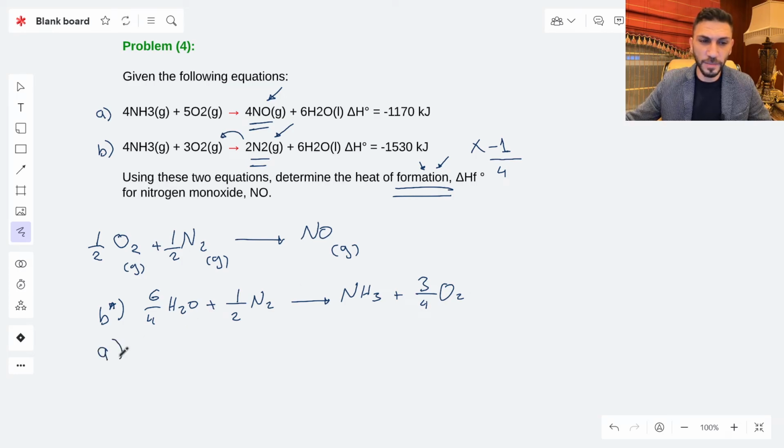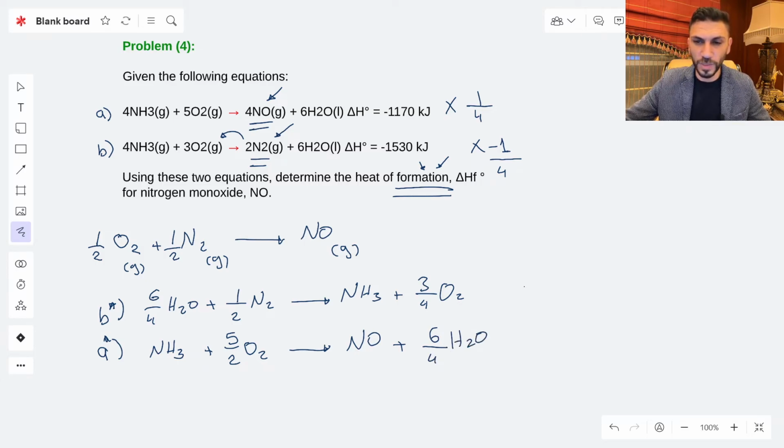In reaction A, we need the NO. We need it in the product and we need 1 mole. Here we have 4 moles, but also in the product. So I'm only going to multiply it by 1/4 without flipping. So it's going to be NH3 plus 5/2 O2 yields only 1 NO plus 6/4 H2O.